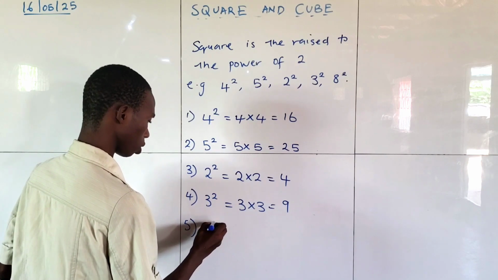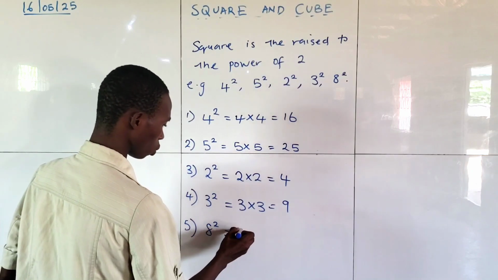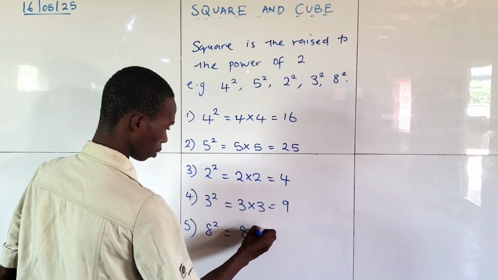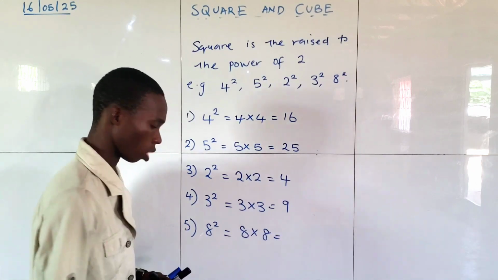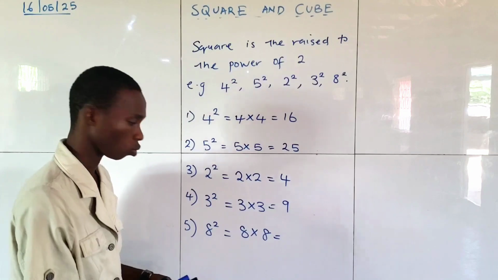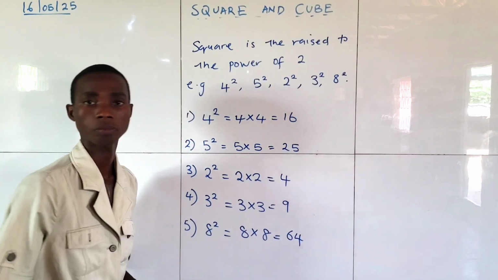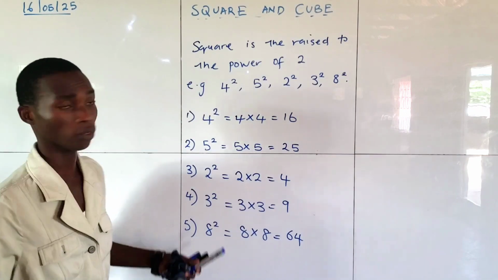Now, the last one there is 8 squared. Now, 8 squared is giving us what? 8 times 8. The 8 is appearing 2 times. We multiply itself 2 times, which will give us 64. So, this is for the square.